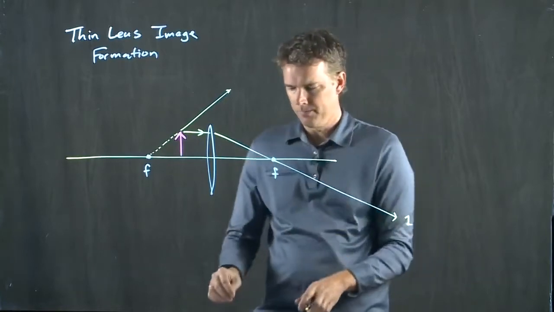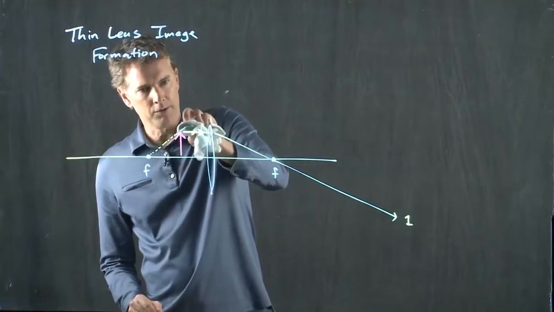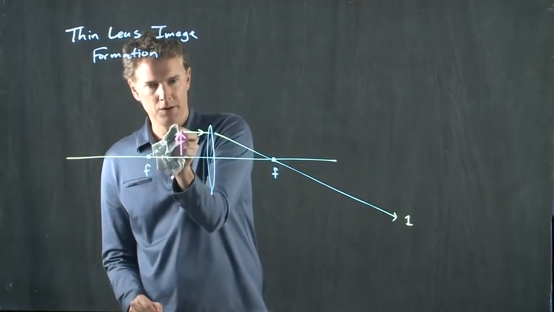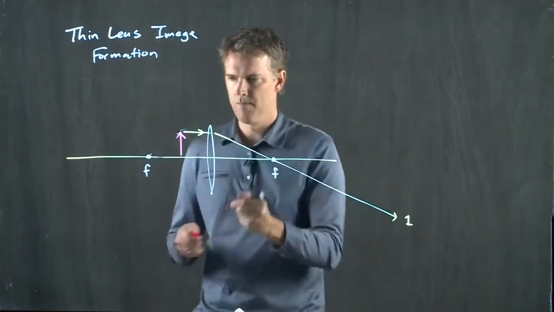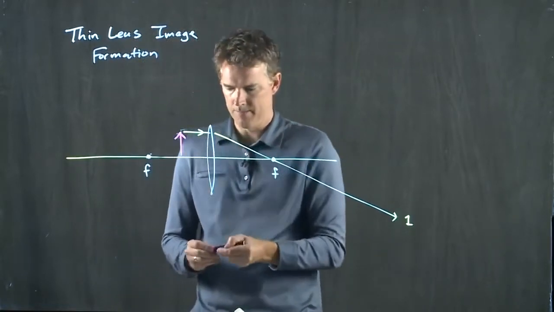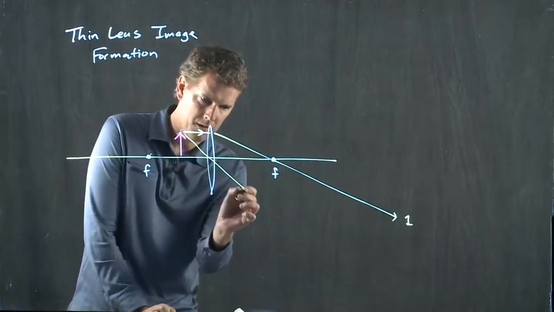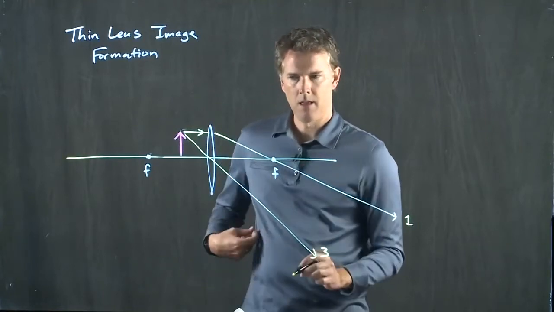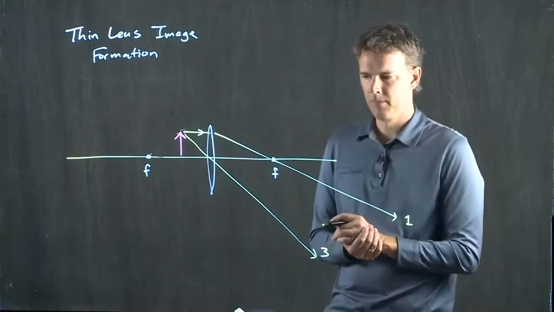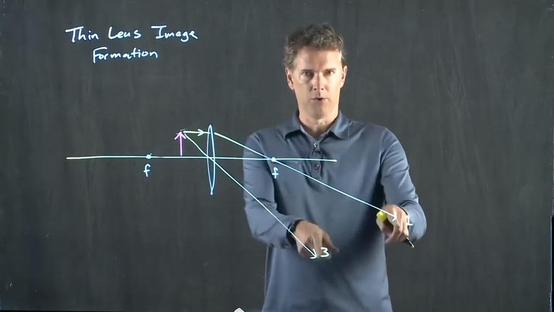The last rule, I'm going to erase that one just for clarity. The last rule was rays through the center do not bend. All right, we can draw that one. Rays through the center do not bend. That's number three. So, where's the image? Well, it's where those two rays meet.